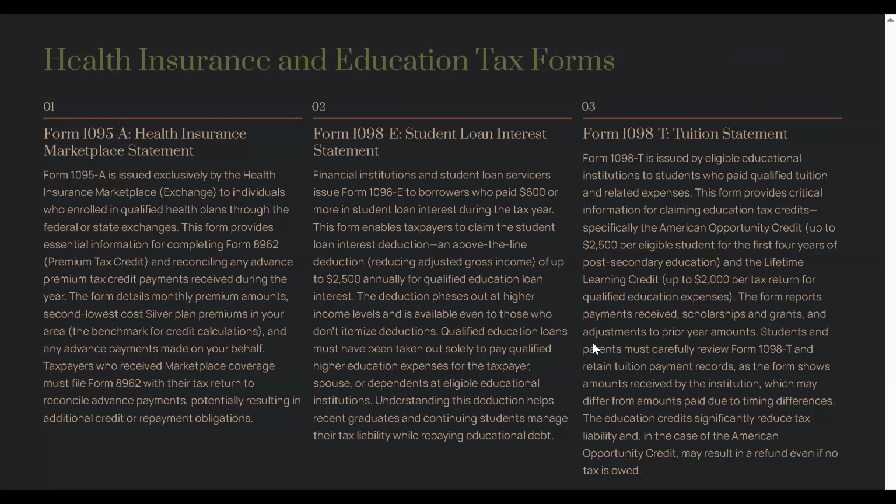Form 1098-T, the tuition statement. This is the form that is going to allow the taxpayer to get either the Lifetime Learning Credit or the American Opportunity Credit. The American Opportunity Credit can result in a refund up to $1,000 or add on to the refund up to $1,000. The Lifetime Learning Credit can reduce the tax liability by up to $2,000.